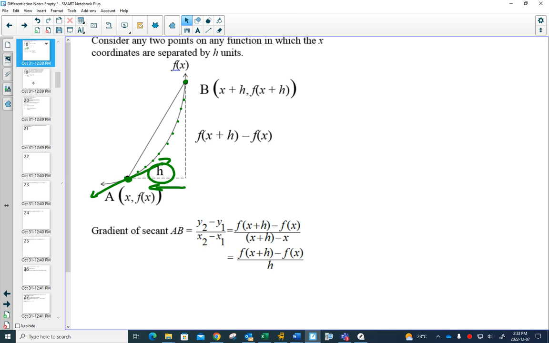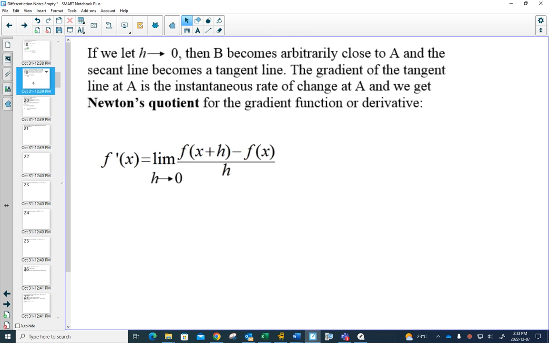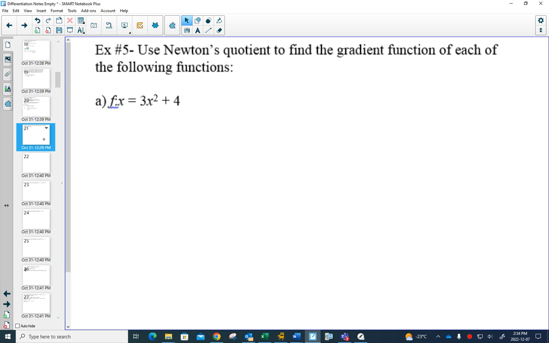Now what we do with limits, and what Newton did, is he said, if we make h go to 0, then our secant line gets closer and closer and closer to our tangent line, and the limit will be exactly the slope of that tangent line. So we now have a formula for finding the slope at that one point, the instantaneous rate of change. Now what we can do with that formula, and what we did last class, is we figured out the formula for the derivative of any equation.